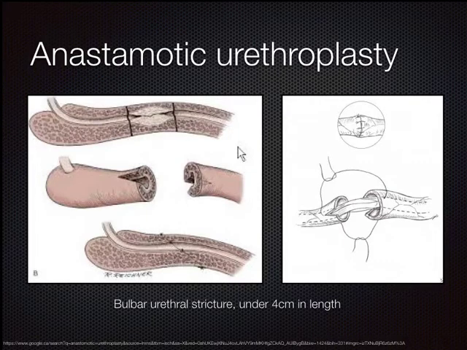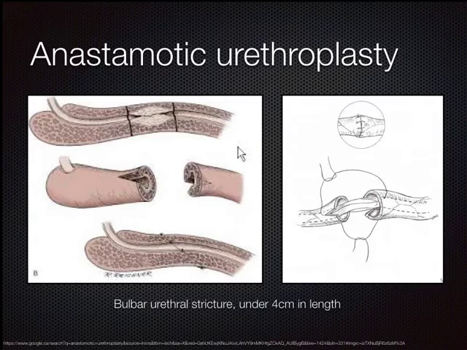Lateral mobilization along the urethra away from the corpora is key, and it must be taken as distally as possible in order to minimize any tension. Success rates in the bulbar urethra have been reported to be 91 to 95% in 2 large series. However, the anastomotic procedure can only be performed in the bulbar urethra for a stricture 4 centimeters or smaller in length, and it also depends on other local tissue factors, which I'll talk about.